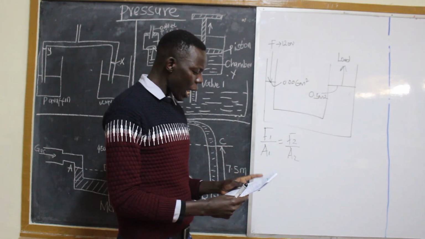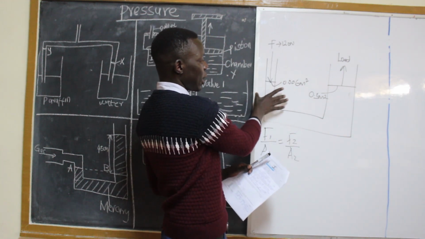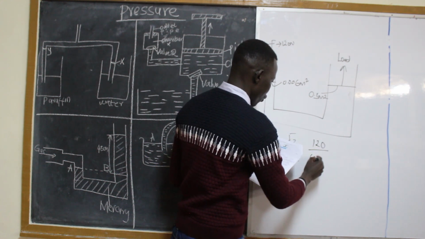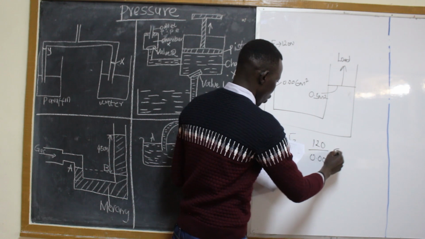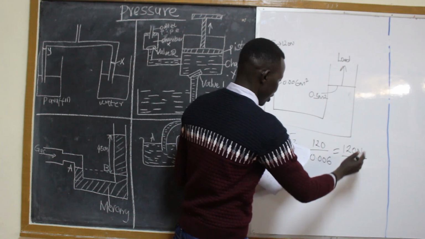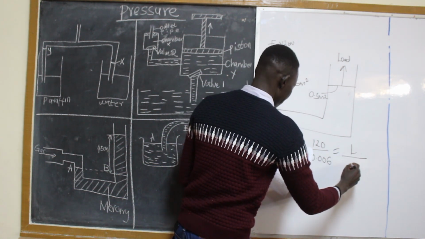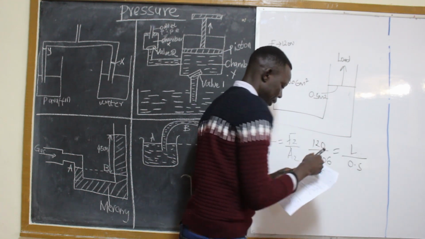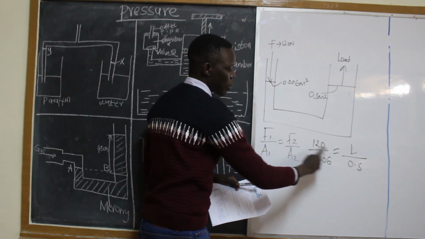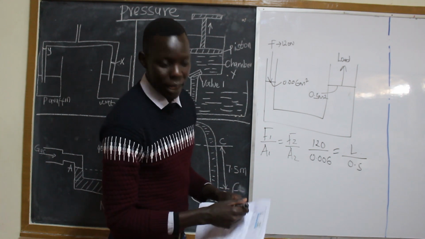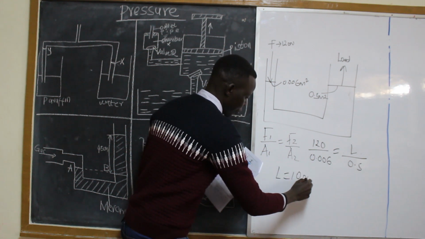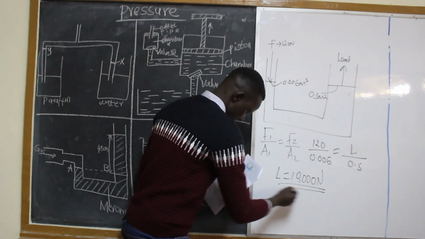Now, 120, let's just replace directly. This one is complete. So we are going to have 120 over 0.006 to be equal to 120 newtons divided by load over 0.5 meters square. So make L the subject of the formula, just cross multiply. So L is going to be 120 times 0.5 divided by 0.006. And you realize that our load is going to be 10,000 newtons.